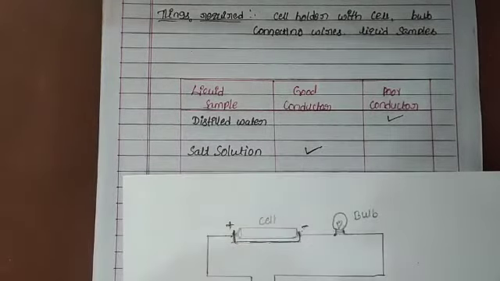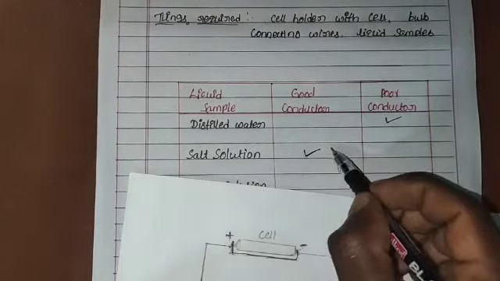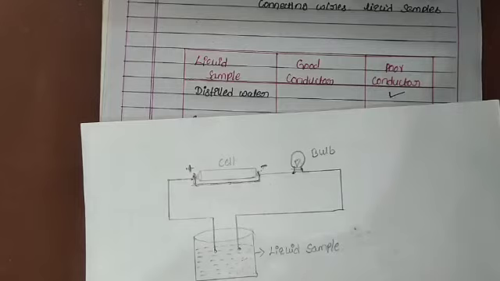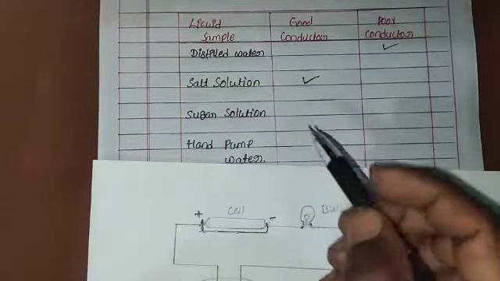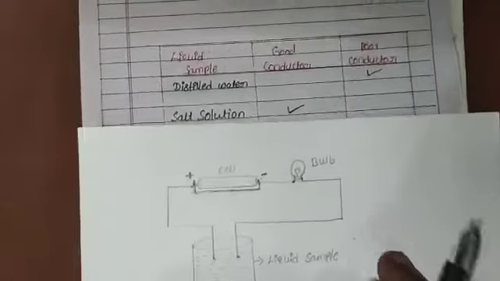Next is salt solution. We take salt solution and observe the circuit. If the bulb is switched on, we mark it as a good conductor. Again we remove this liquid sample, wash the beaker with distilled water, wipe these terminals with a filter paper, and then take another solution, that is sugar solution. We check whether the sugar solution is a good conductor or a poor conductor. Like this.